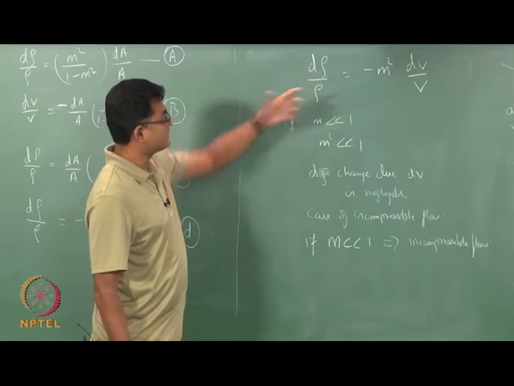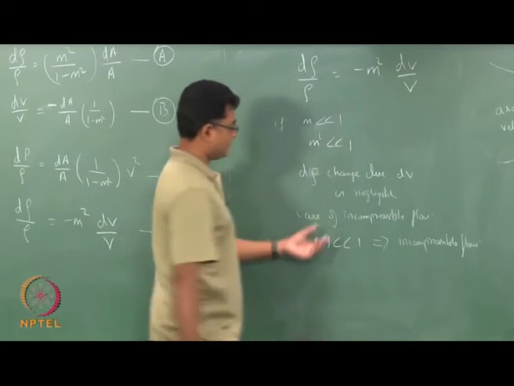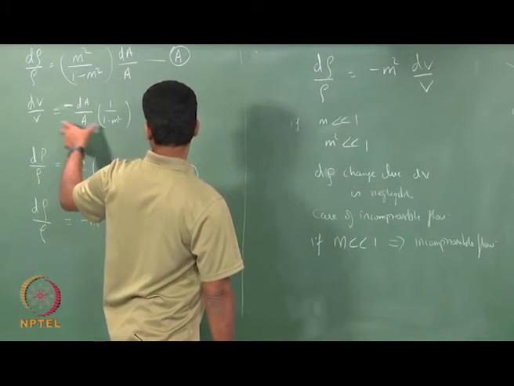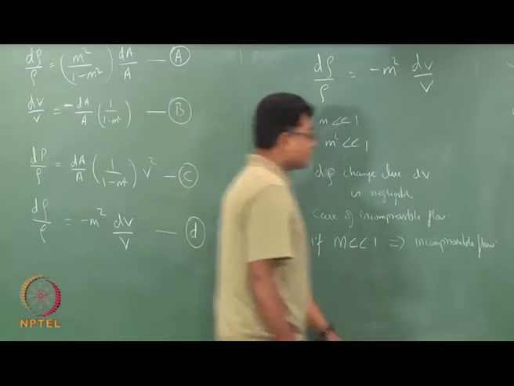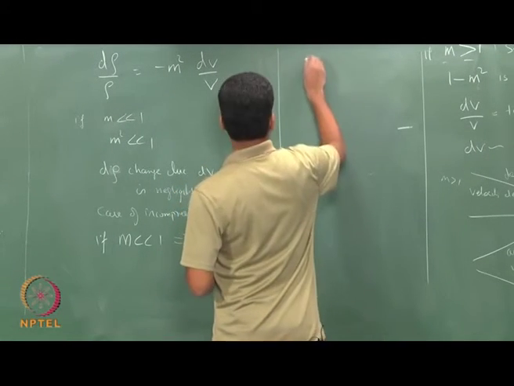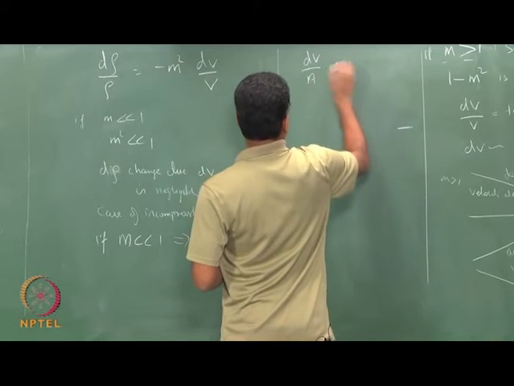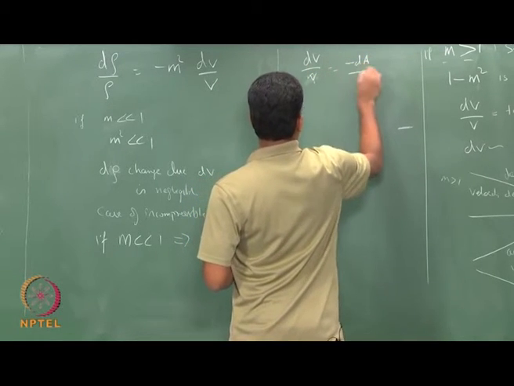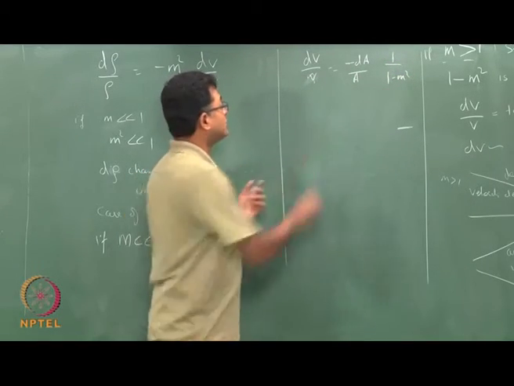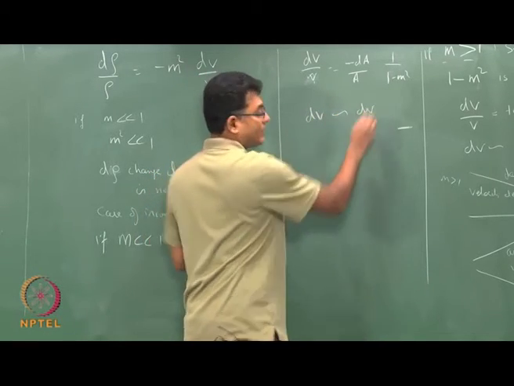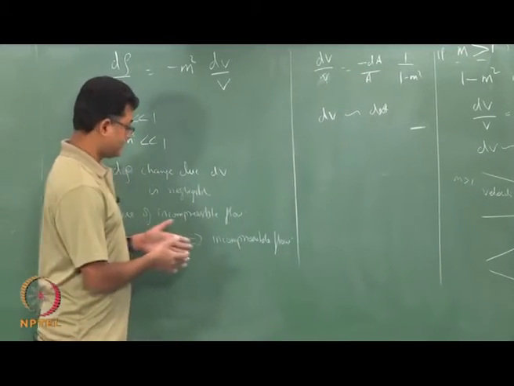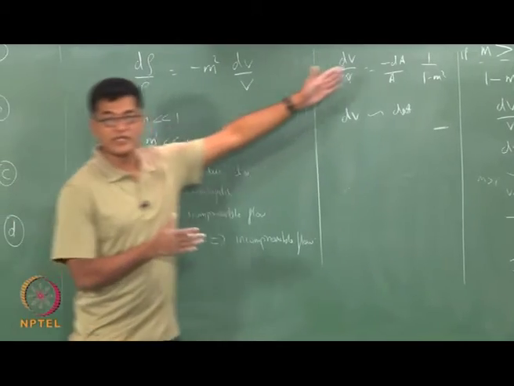So, if your density change is very small, for m equals a very small quantity, if I go back and look at equation B, equation B is dV by V equals minus dA by A into 1 minus m square. Now, m square is very small. So, your balance is now between velocity and area. So, at very small m, your density changes are very small, your balance is between velocity and area.